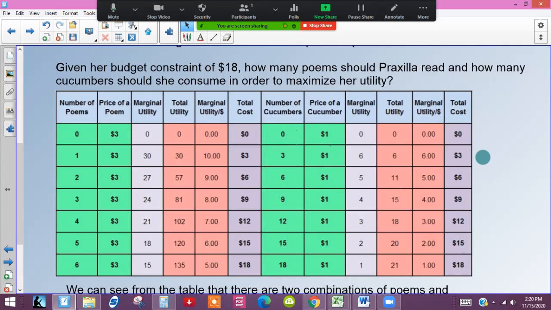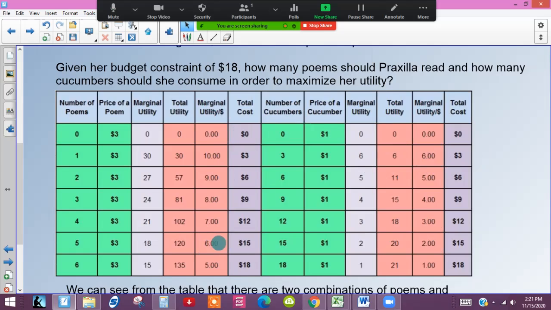Now, in order to find out where Praxilla is going to maximize her utility, we need to look at where the ratio of marginal utility to price is the same. And since I've already calculated marginal utility per dollar here and here, we just look at where they're the same. So let's see, 10, 9, 8, 7. This is the highest one here, 6. And we have 6 right down here, okay?